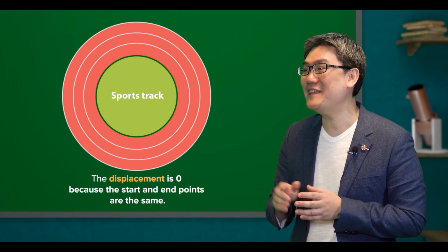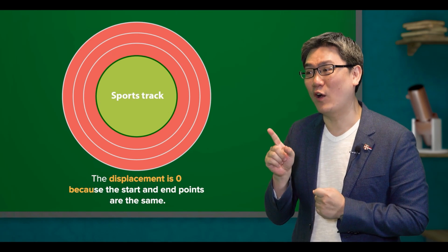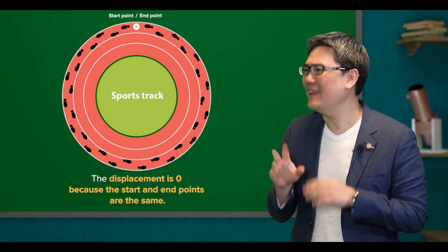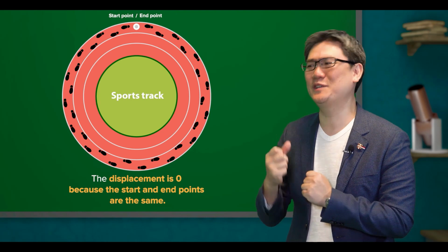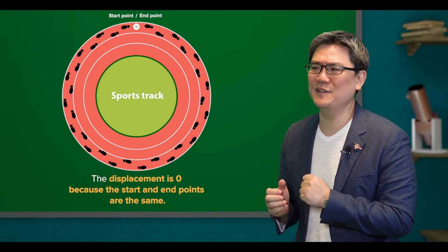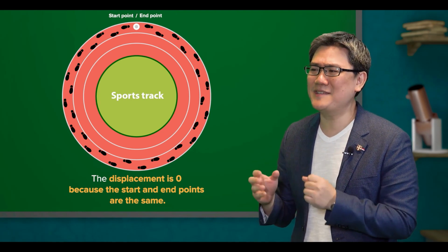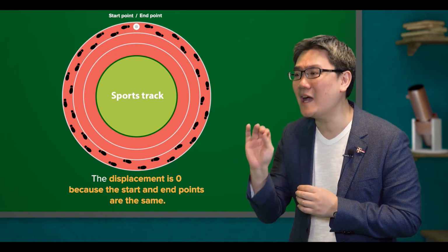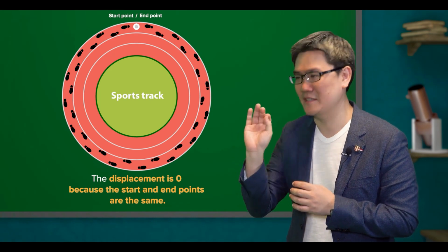The displacement is 0 because the start and end points are the same. It doesn't matter if it was a circular track, nor does it matter if time and effort was spent in running around it. All that matters is the start and end points are the same.